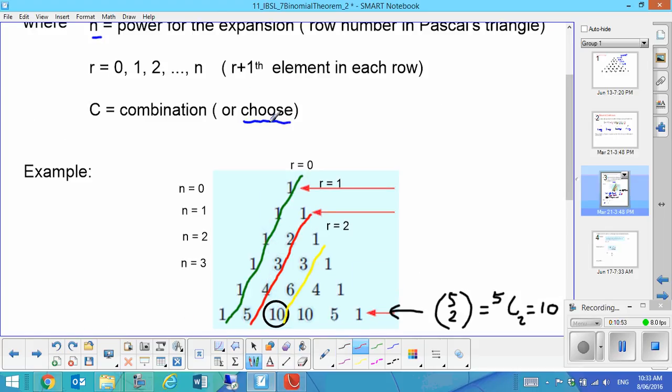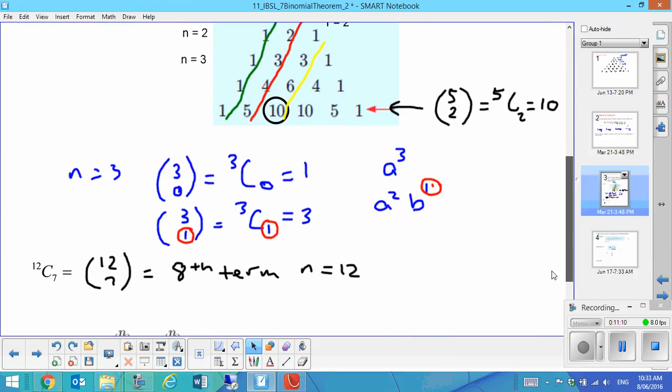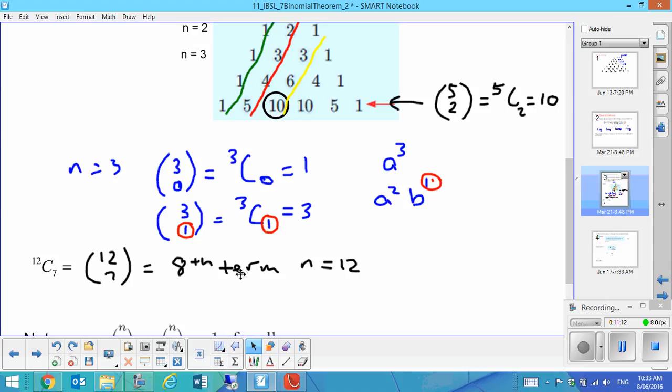Needs some red. This corresponds to the r plus 1th element in the row. So when r is 0, that's our first term. R is 1 is our second term. R is 2 is our third term. So when I have something like 12C7, I've got the 8th term of some binomial which has got a power of 12.